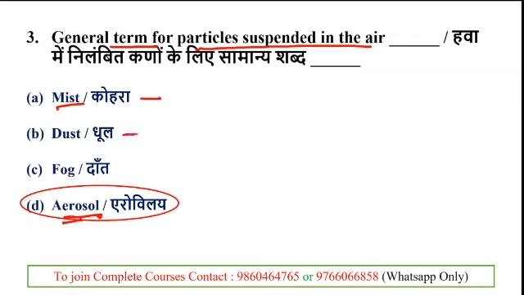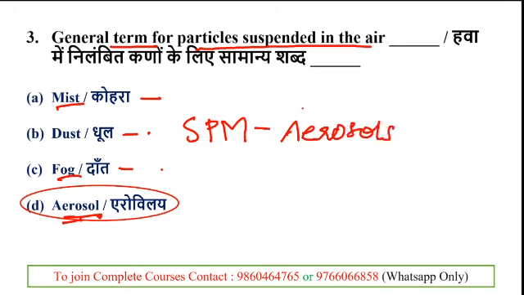And the dust particles that you can see everywhere, in a busy city and also in your house and other places. Next is the fog, which you can also see in the winter season, the thick matter present in the atmosphere. So all the things present in the atmosphere, the particles suspended in the air or the SPM, the general term is called aerosols. Clear?